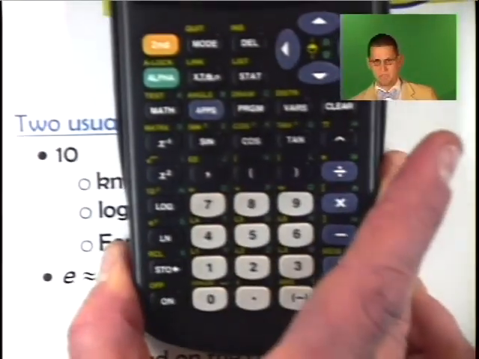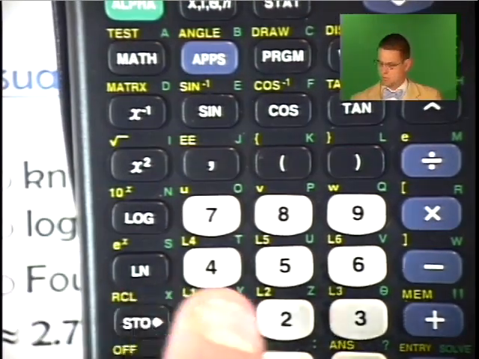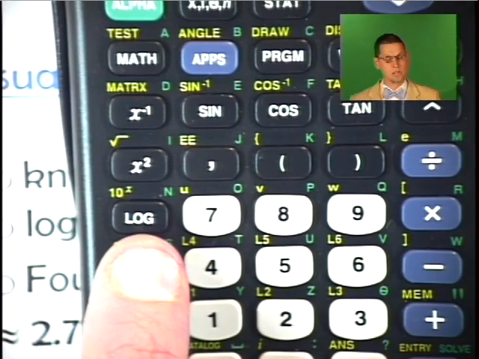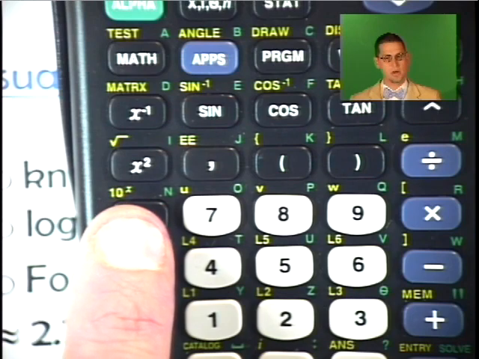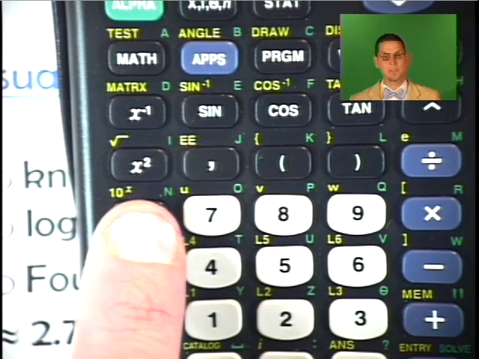And let me show you. I have my calculator right here. It's a TI-83 Plus. We'll zoom in on it. If you notice right here to the left of the 7, we have a LOG button. Okay, that's log base 10. Also, notice the second command right above the log. If you hit the second, the yellow button, then hit the log, it's 10 to the x.